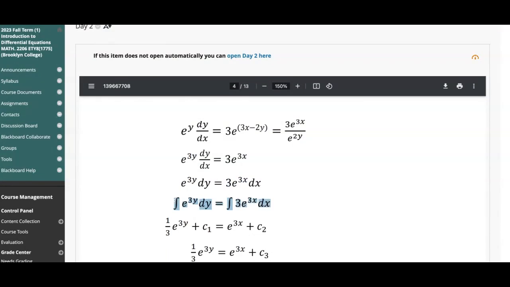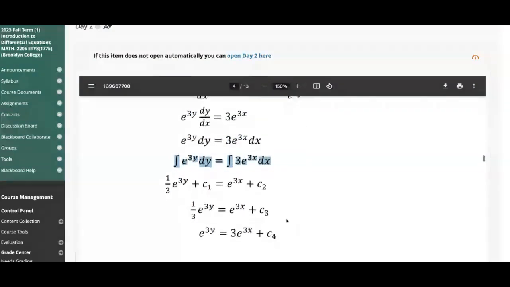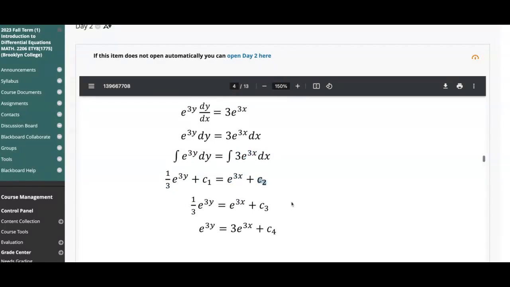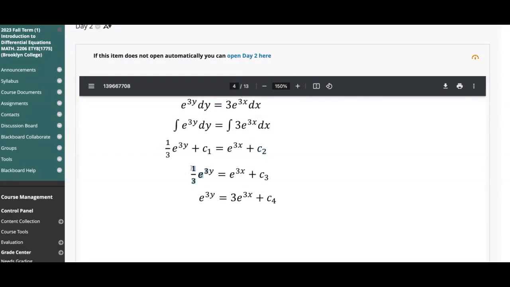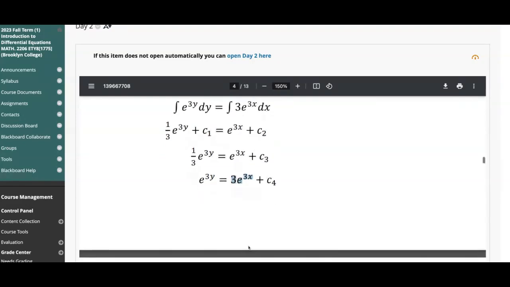We integrate the equation. So integrate e to the 3y, we get 1/3 of e to the 3y plus a constant. Integrate 3e to the 3x, we get e to the 3x plus another constant. Combine two constants. We have e to the 3y equals 3e to the 3x plus a constant.